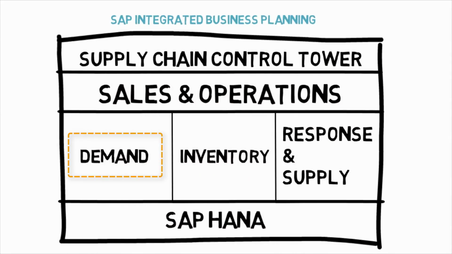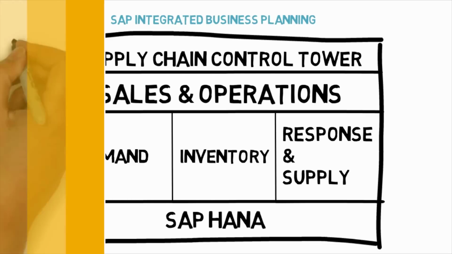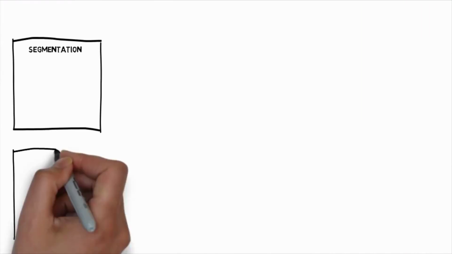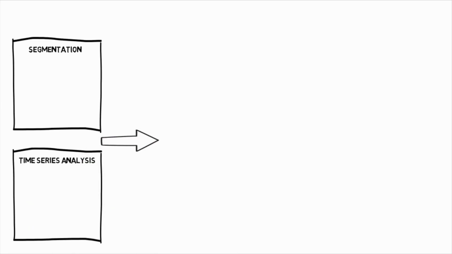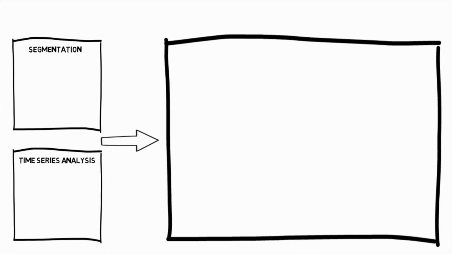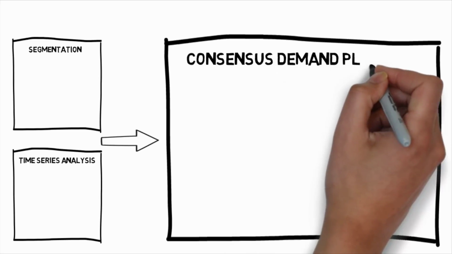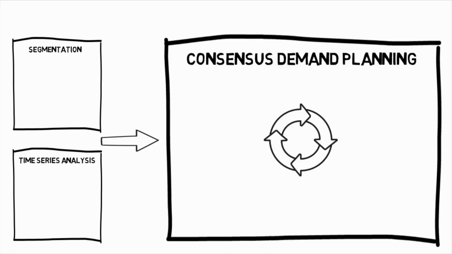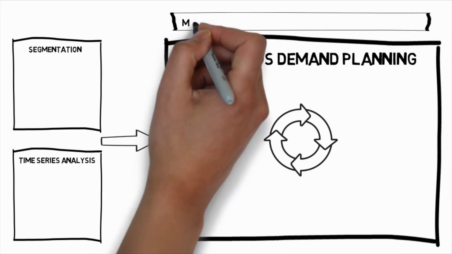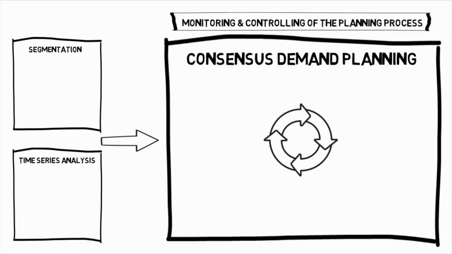IBP for Demand is SAP's demand planning component within IBP. With segmentation and time series analysis, you can cluster and organize your weekly or monthly recurring consensus demand planning process, giving you a clear picture and control over your local, regional, or global processes. This enables a touchless demand planning process where you automate wherever possible and enable your planners to focus on value-added activities. Let's dig into some details to illustrate how this works.